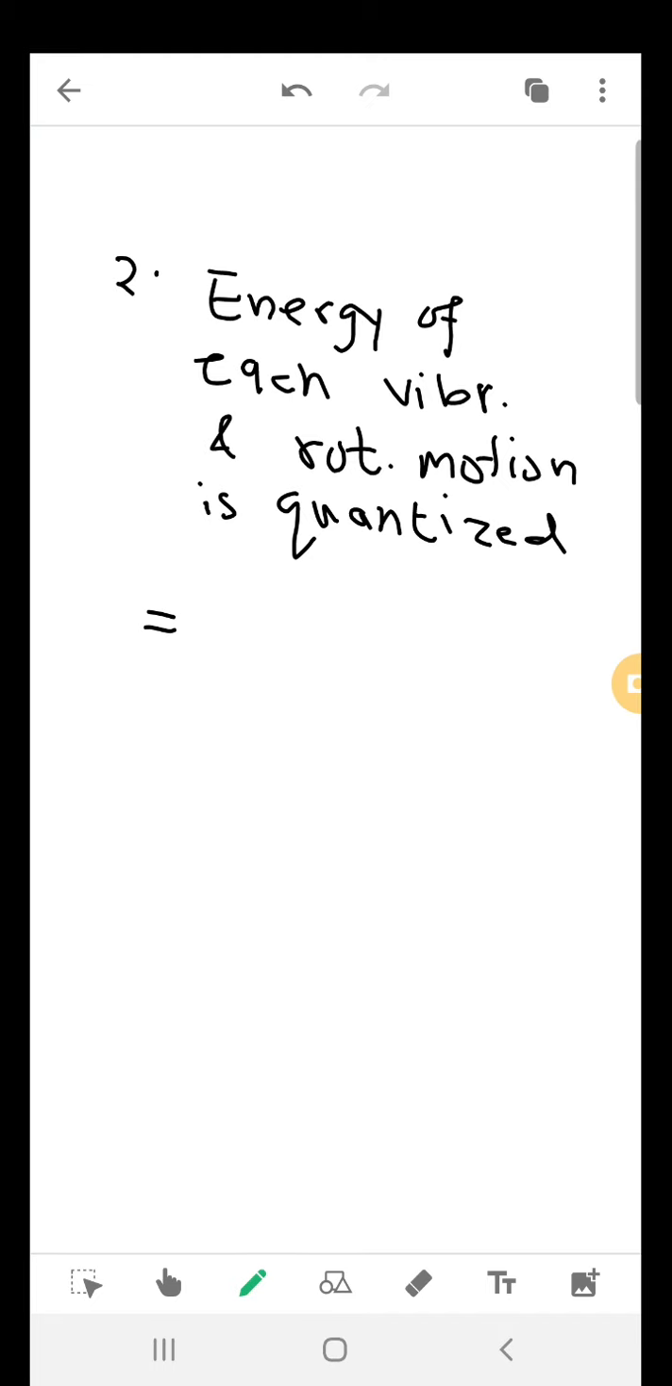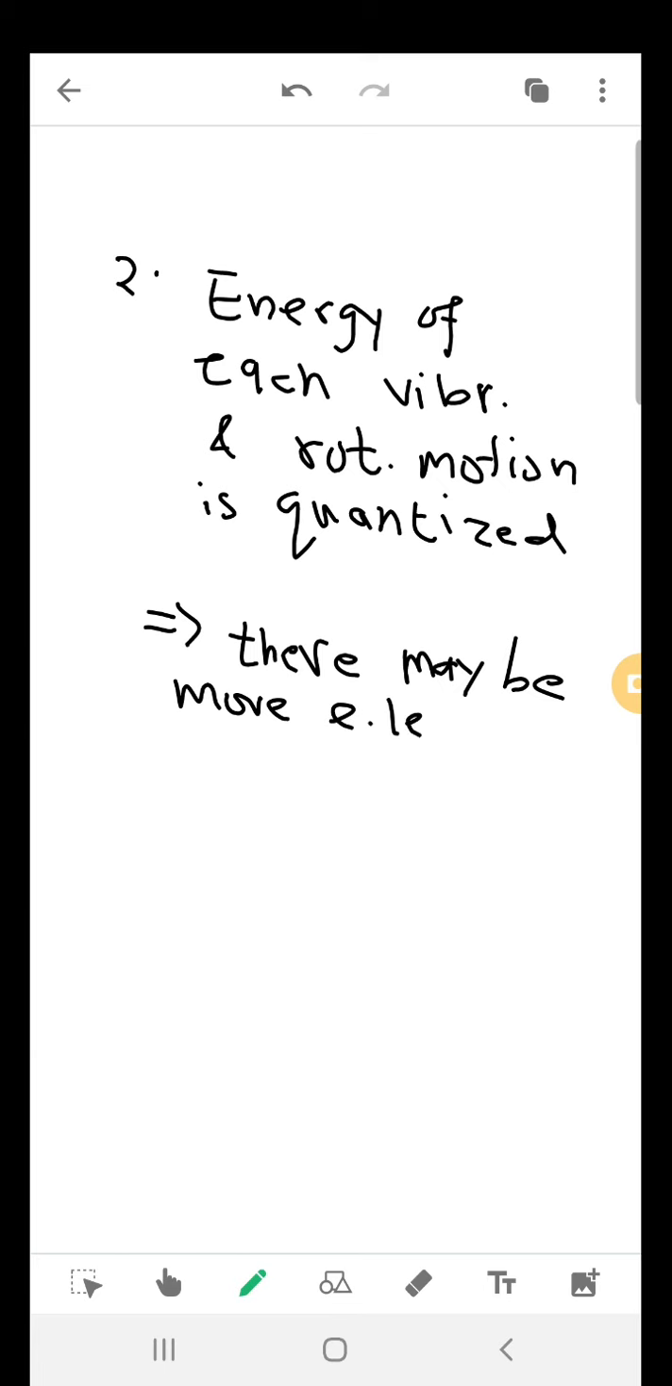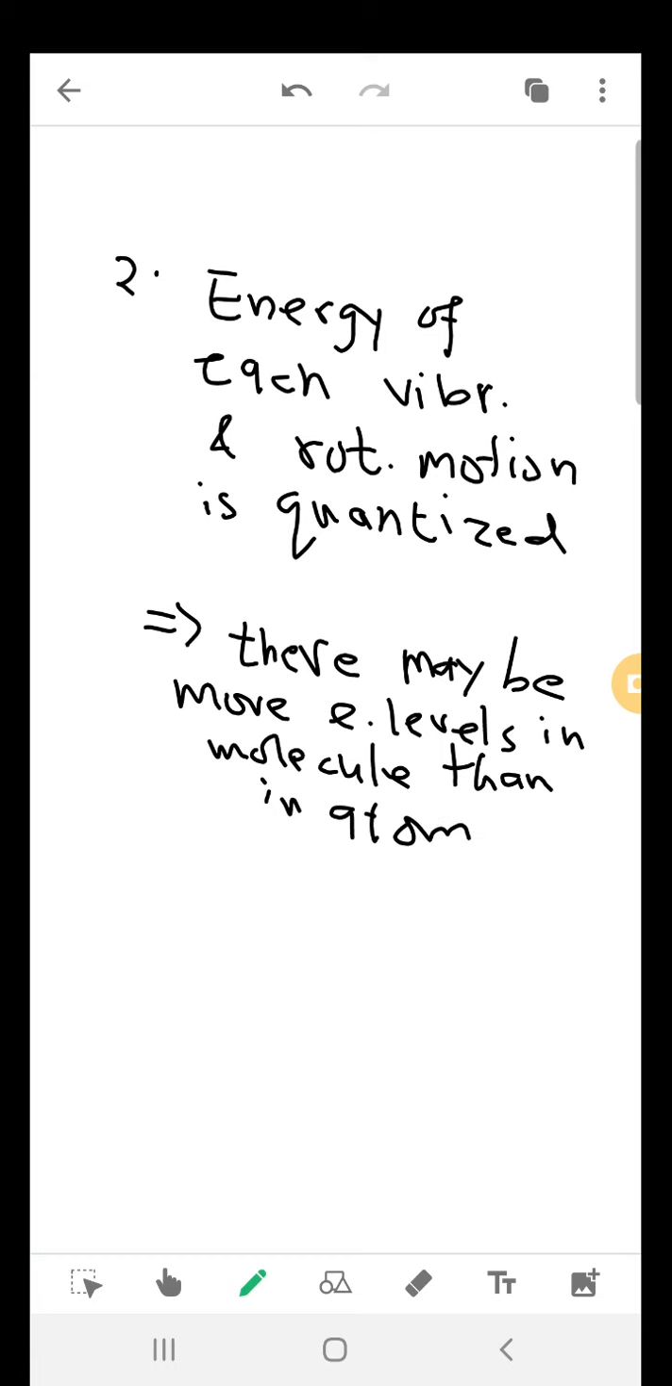Which actually leads to the fact that there may be more energy levels in a molecule than in an atom. So that is the second postulate.